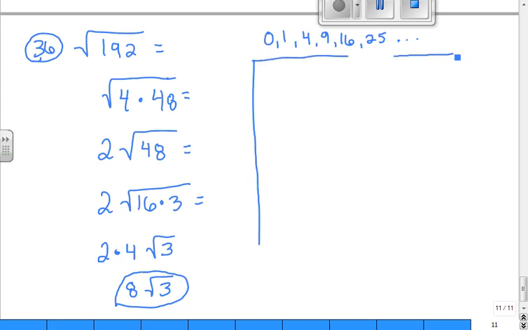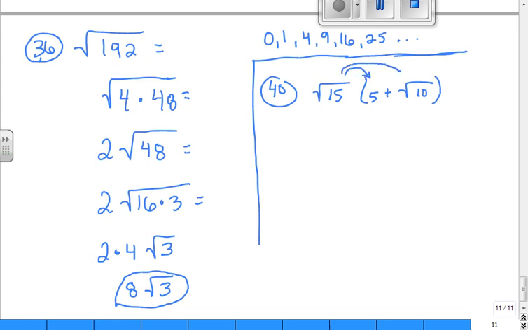Okay, we have one last problem from the homework. Problem number 40. It also involves simplifying radicals. We have the square root of 15 times 5 plus the square root of 10. We can distribute.